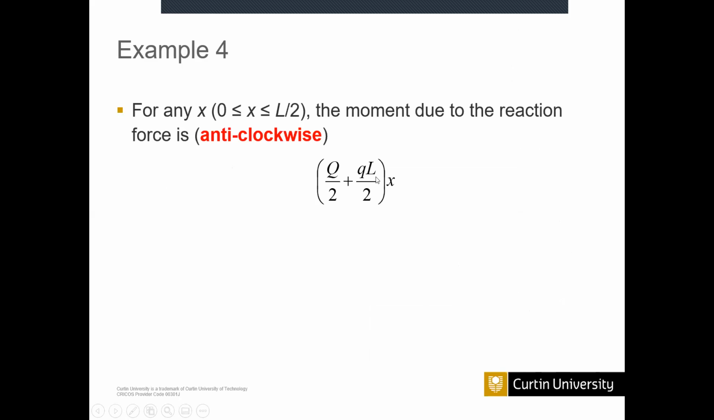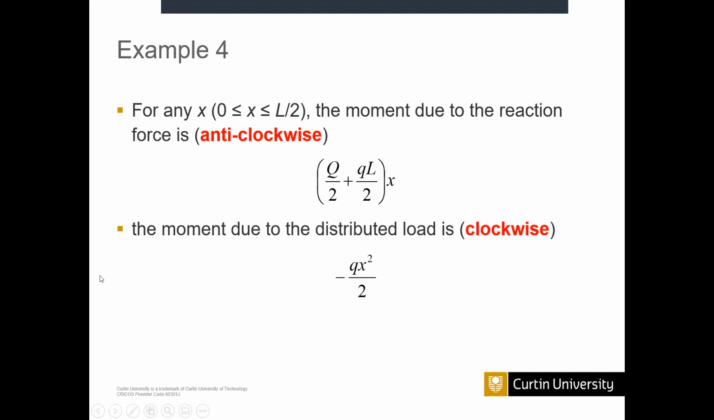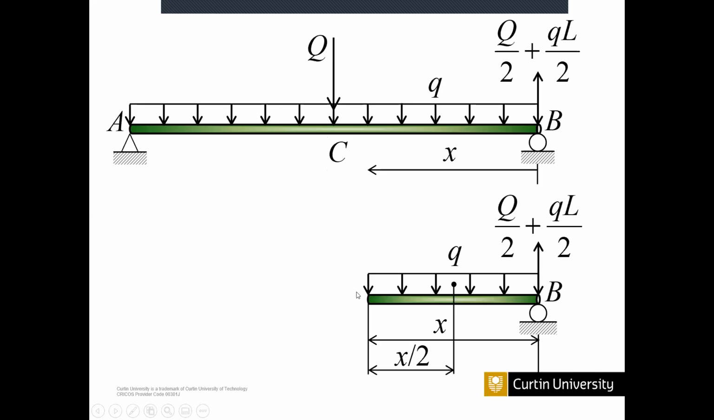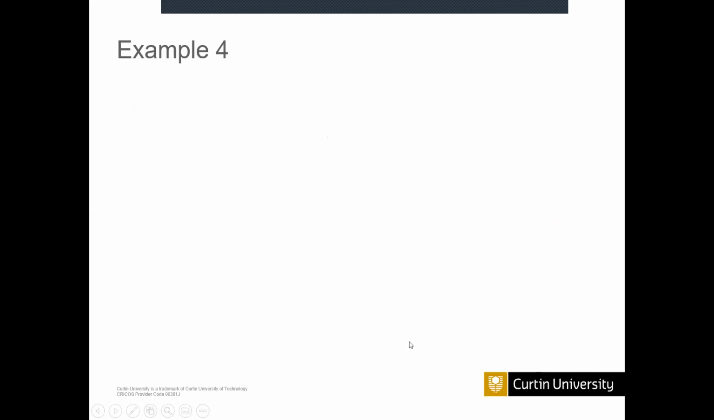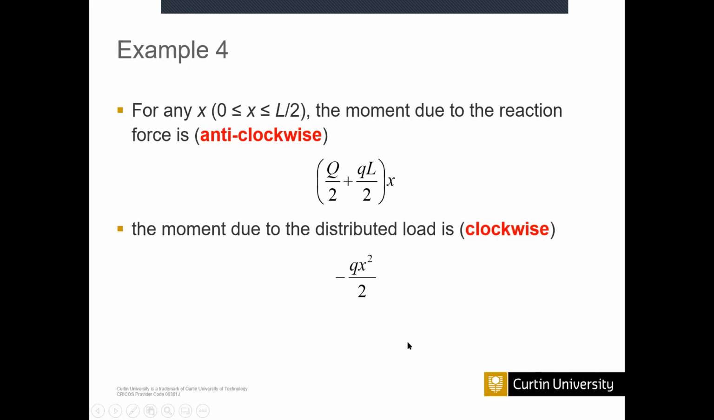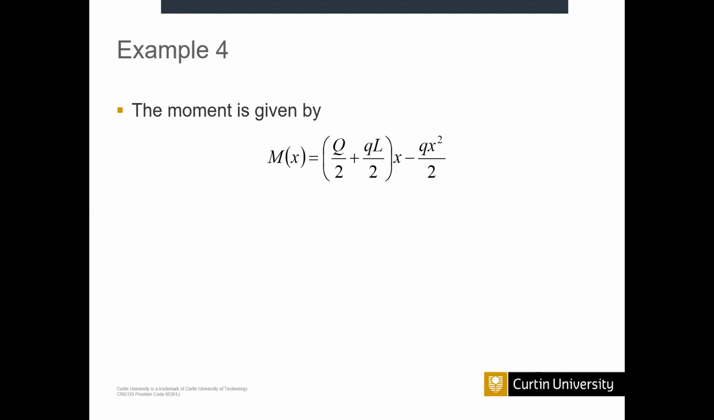This is the bending moment due to the reaction at point B. This is in the clockwise direction, so sagging, so minus qx square divided by 2. Okay, here qx is the total load applied, so this is qx square divided by 2. I hope it is understood. Then get the summation. This is the bending moment equation.